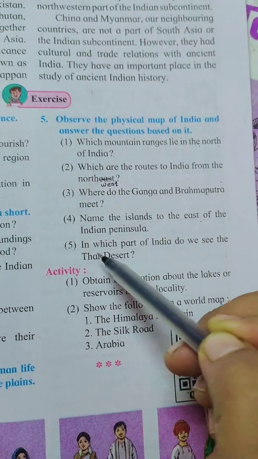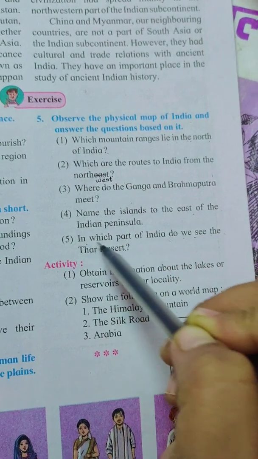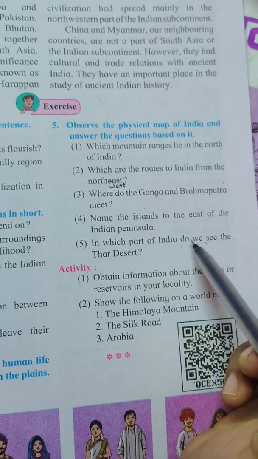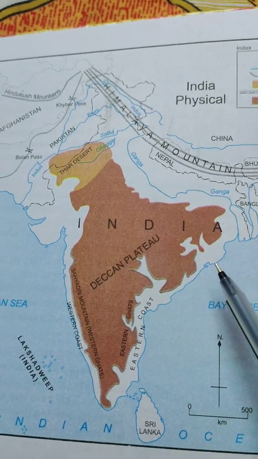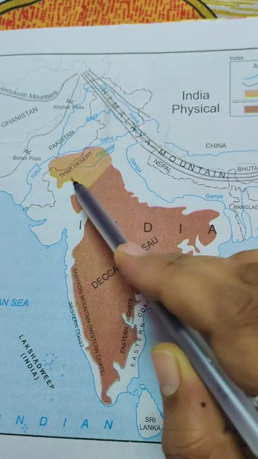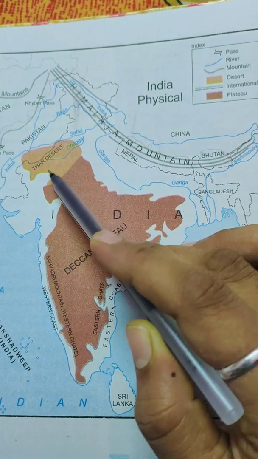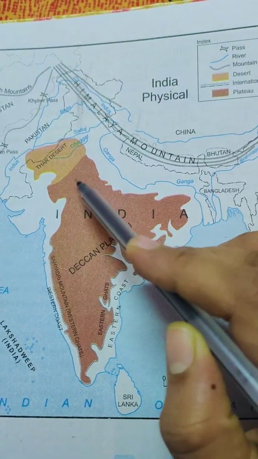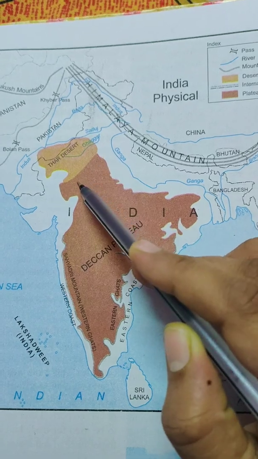Fifth question is, in which part of India do we see the Thar desert? So see here, we can see the Thar desert. See, this is the Thar desert. We see the Thar desert in Rajasthan, Haryana and Gujarat. This Thar desert we can see in Rajasthan, Haryana and Gujarat.